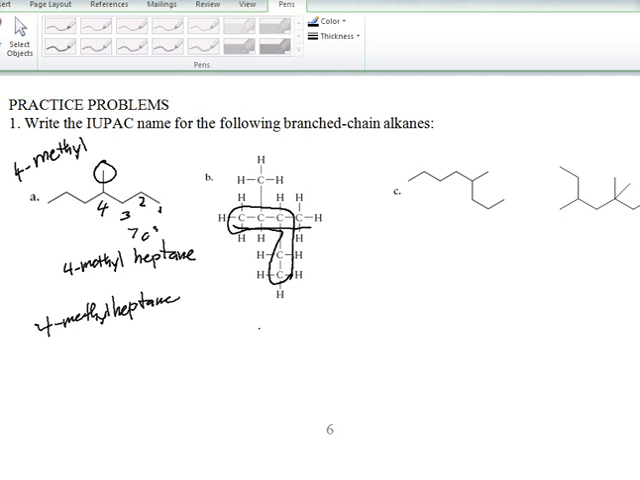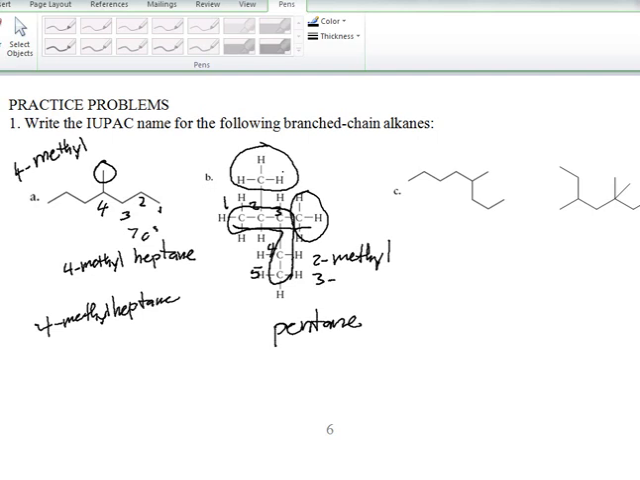5 carbons is pentane. There are no double bonds, so we leave it as pentane. Substituents are here and here. Both are methyl groups. Right, they're 1 carbon. And so we start numbering the main chain closest to the substituents. I think we'll start on the left. 1, 2, 3, 4, 5. Now we're numbering these carbons as we go along. So the first methyl group is on carbon number 2, and the second methyl group is on carbon number 3.